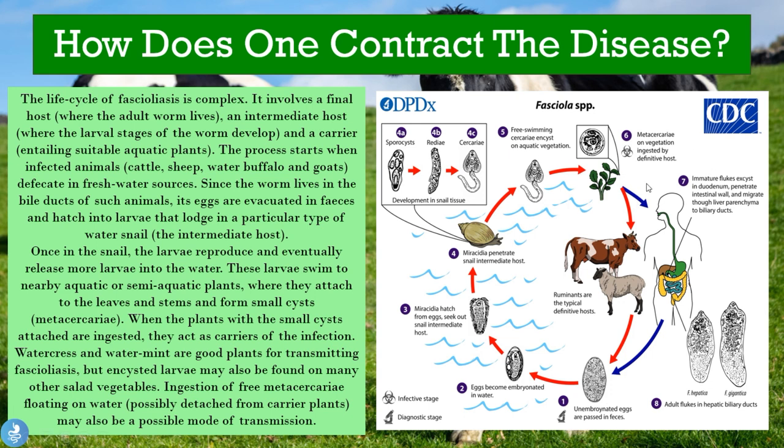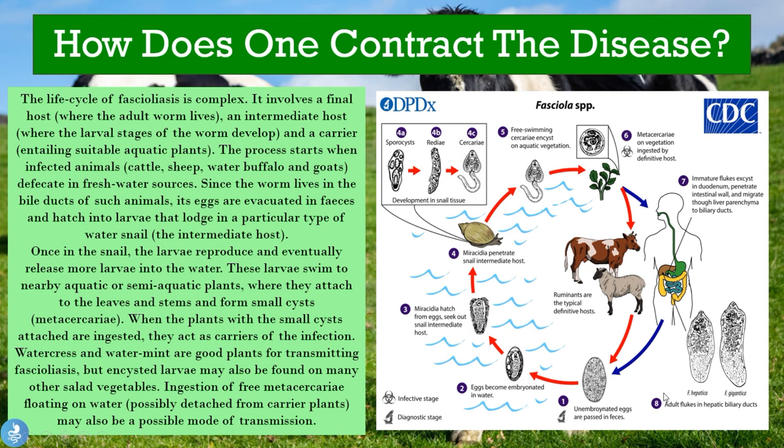If we go back to our diagram, it says the metacercariae on vegetation are ingested by a definitive host. And then we have the development of immature flukes, which excyst in the duodenum, which is actually the first part of the small intestine, and penetrate the intestinal wall and migrate through the liver parenchyma and to the biliary ducts. So it actually infiltrates the liver, which is why it's called the liver fluke disease, and the biliary tree and the gallbladder as well. This is the most common site where these flukes can be found.